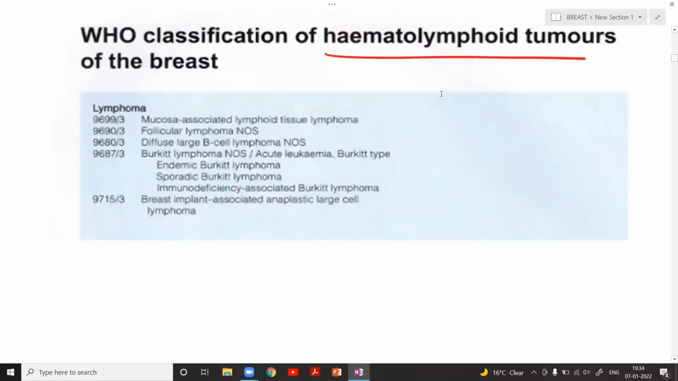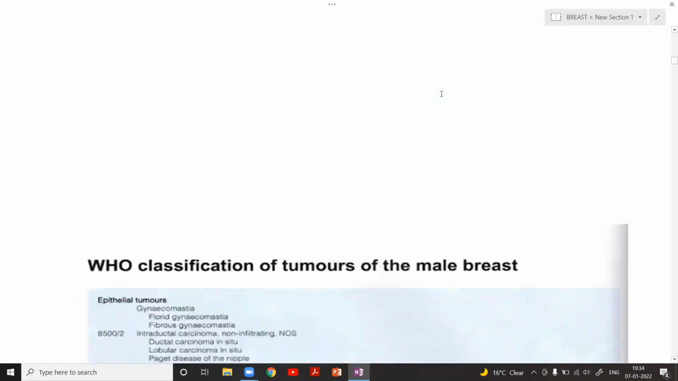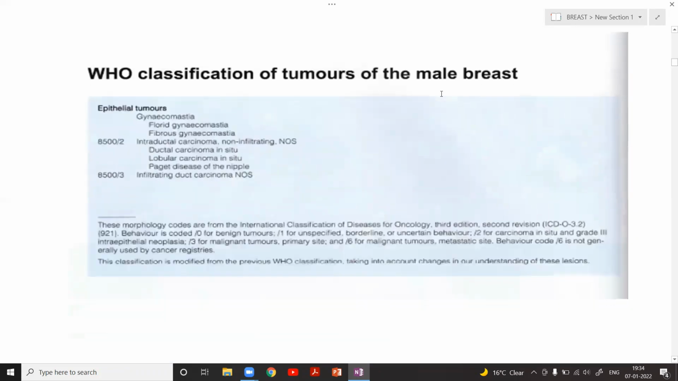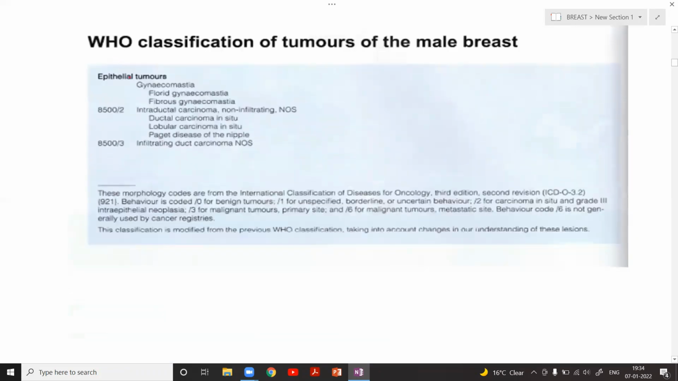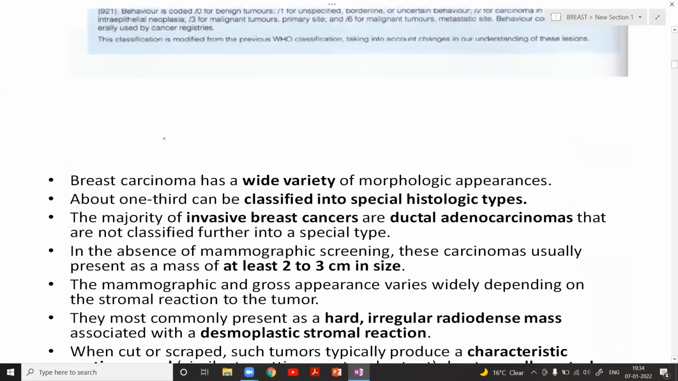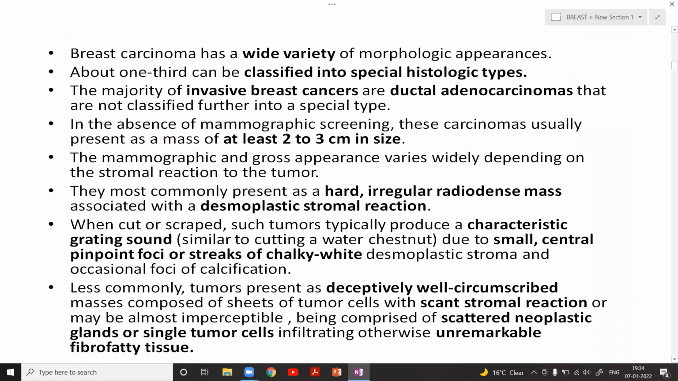And lastly, any kind of lymphoproliferative disorders or tumors can also arise in the breast. Okay. Now, among the tumors of the male breast, we have gynecomastia, we have intraductal carcinoma, non-infiltrating NOS, and infiltrating ductal carcinoma of the male breast. Okay. So let us begin with today's lecture.